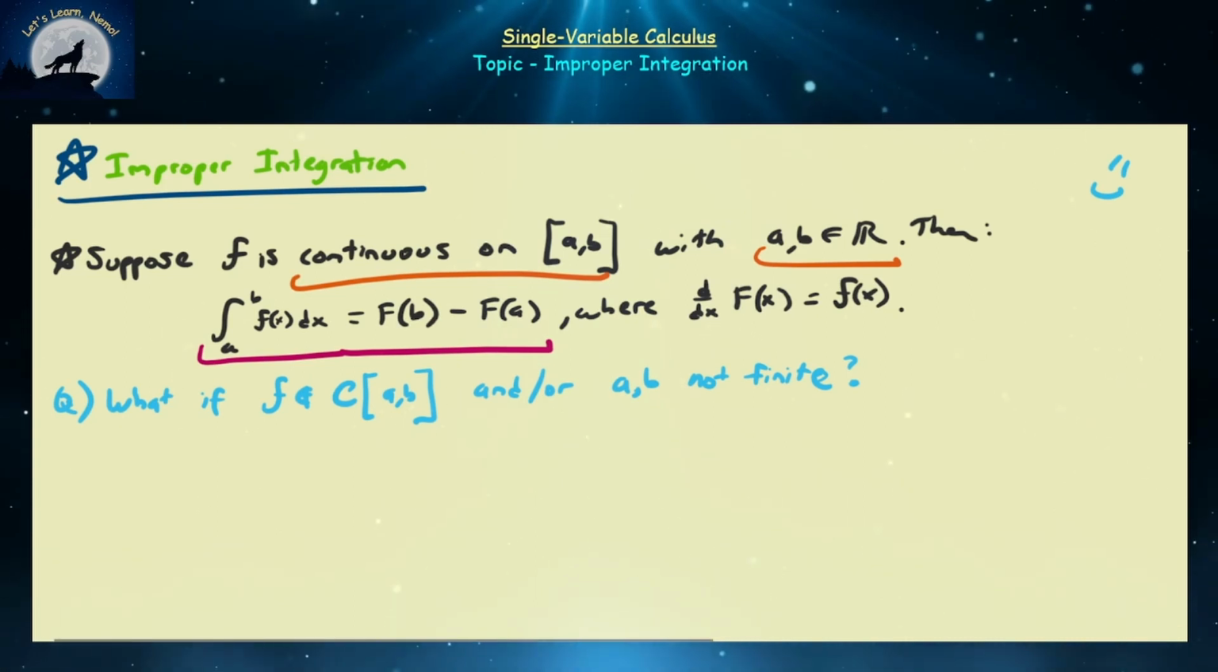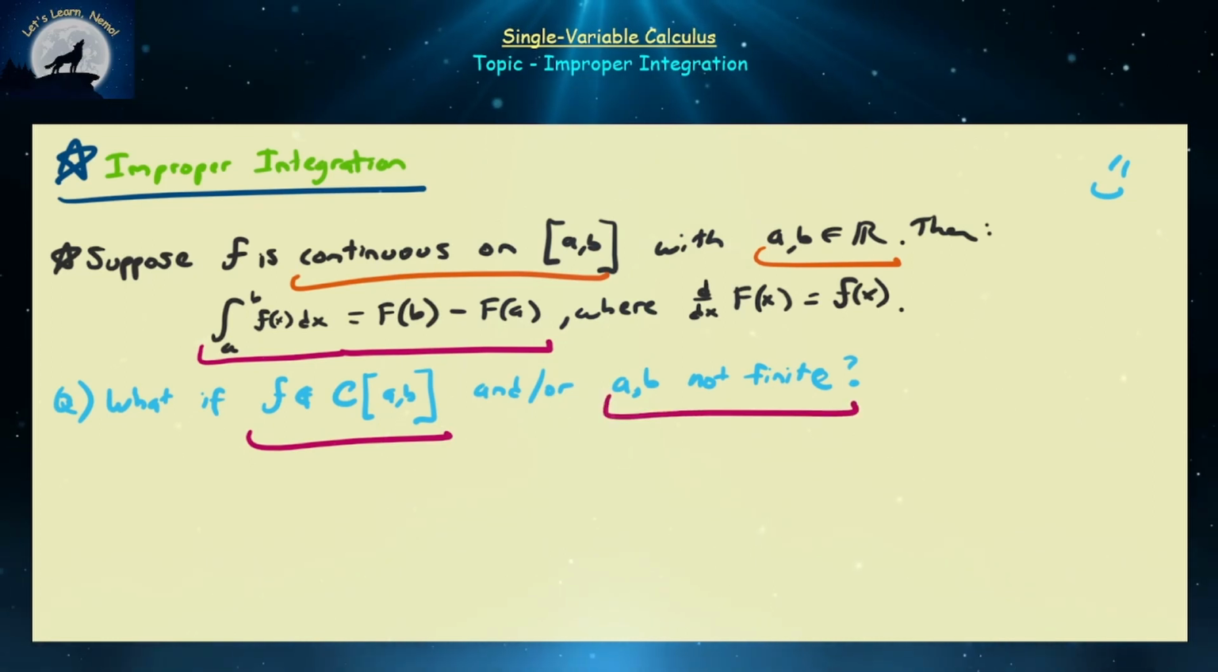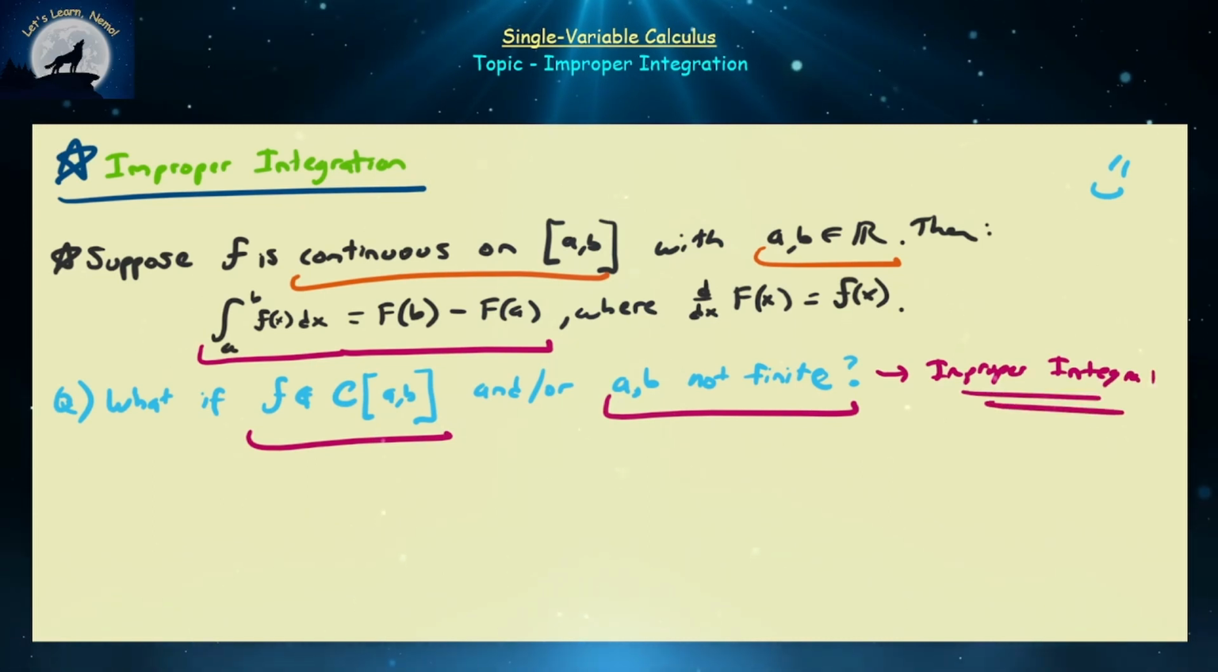So a natural question comes here. What if the function is not continuous on [a, b], or a and b, one of them or both, are not finite? If this is the case, then what we have is an improper integral. So how are we going to handle improper integrals?